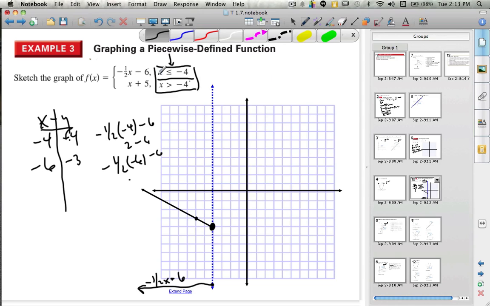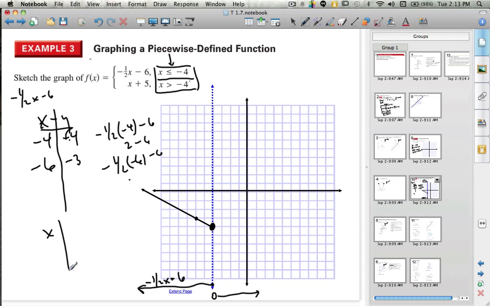Now if I look at the other half of the graph, for my values where x was greater than -4, which means it doesn't include -4, so it gets this open dot. I'm going to do an input-output table for that one as well. This was -1/2 x minus 6. So I'm going to do a t-table as well for that. And I'm going to use -4 and something else. Let's say I use 0, because it's an easy number. It's off to the right here.